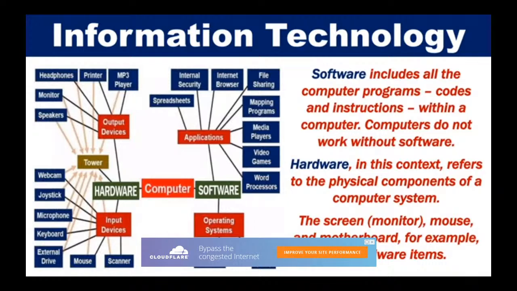Software includes all the computer programs within a computer. Computers cannot work without software. Hardware, in this context, refers to the physical components of a computer system. The screen, mouse, and motherboard, for example, are hardware items.